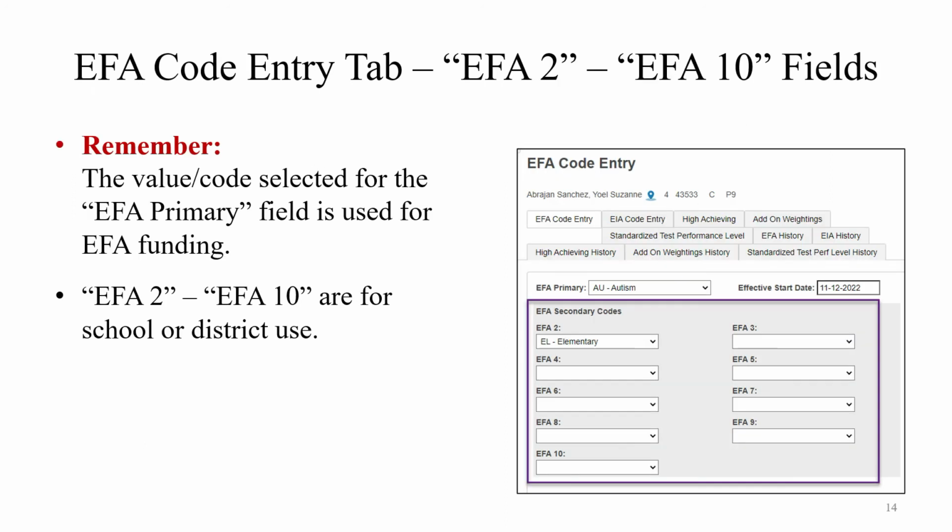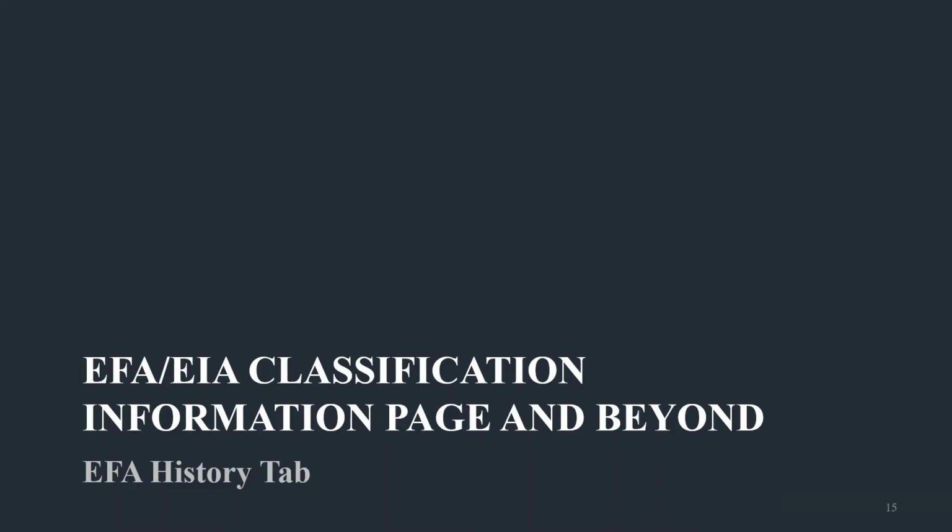On the EFA Code Entry tab, you'll also find fields named EFA 2 through EFA 10. Note that EFA funding is based only on the coding in the EFA primary field. Complete the EFA 2 through 10 fields if your school or district decides that they are relevant for a student. EFA History tab on the EFA EIA Classification Information page.